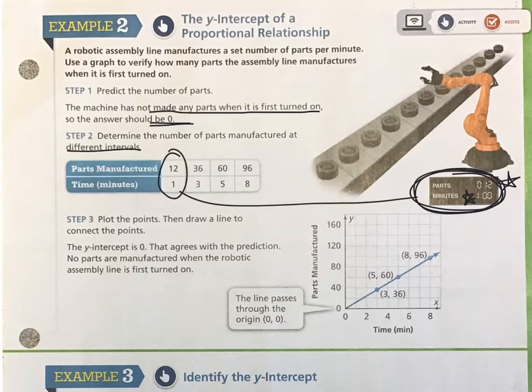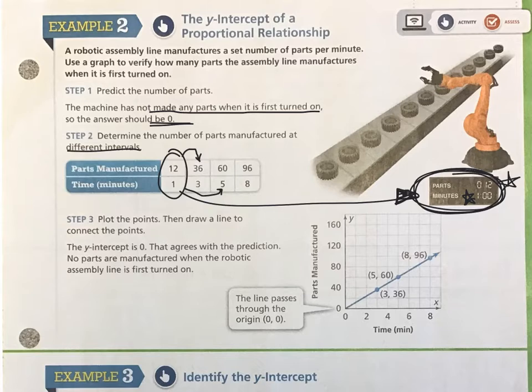That's this piece of information from the table. Okay, if the time is 1 and the parts manufactured is 12, then we can use that information to get other parts. For example, times 3 means 3 minutes and 36 parts, times 5 means 5 minutes and 60 parts, and times 8 means 8 minutes and 96 parts.